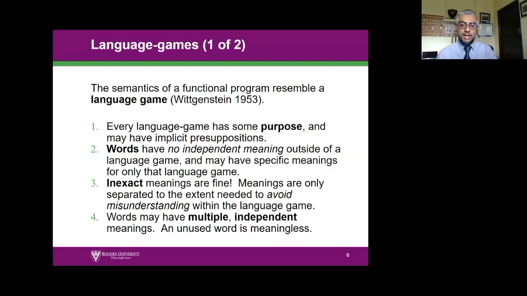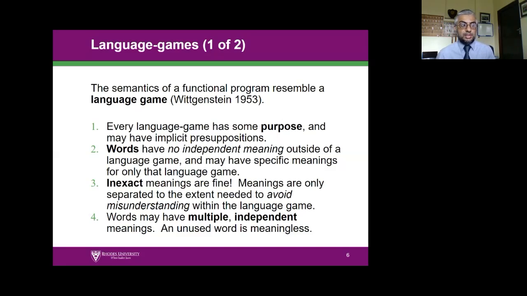So when we tell our parser to stop at the end of the line, that means the new line character, or the return character, or maybe it even means end of input. That's fine. We don't care. We all understand what it means in context. Words may have multiple independent meanings, and an unused word is meaningless.